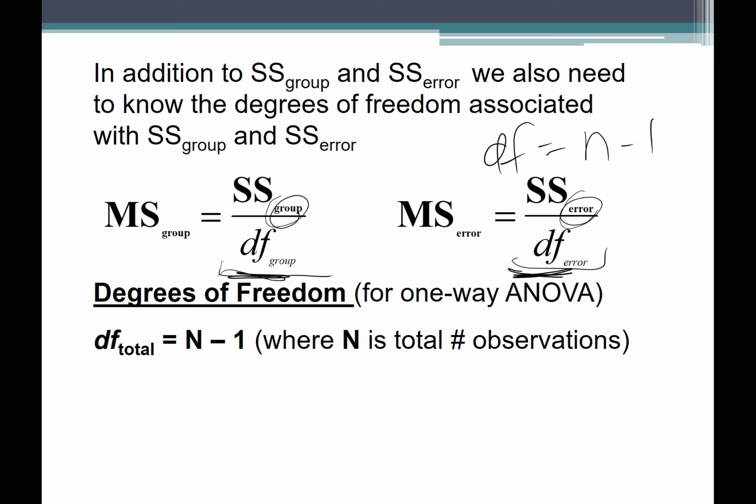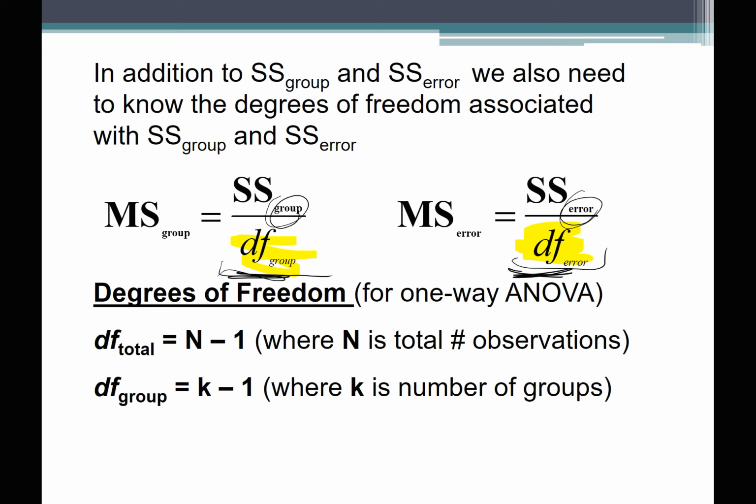So here's our total. If we wanted to do the total degrees of freedom, it's the same as before, n minus 1. N is the total number of observations we have. Subtract 1 and we get our total DF. But you'll notice this isn't total DF and this isn't total DF. So how do we get degrees of freedom for group and degrees of freedom for error? Well, for group, super easy. You take the number of groups that you have and you subtract 1.